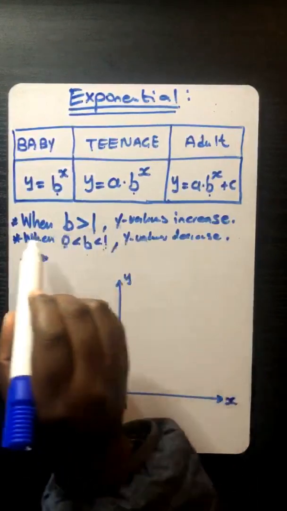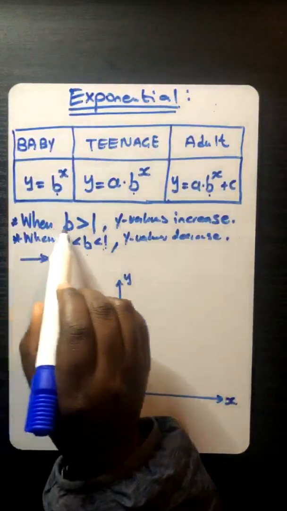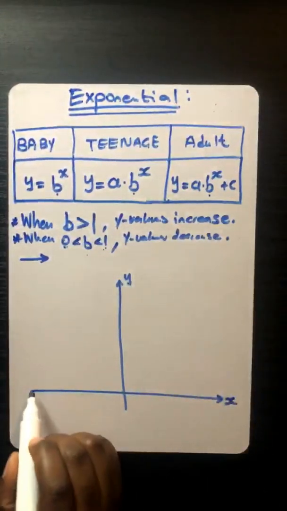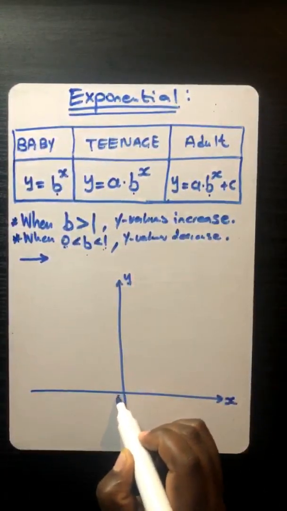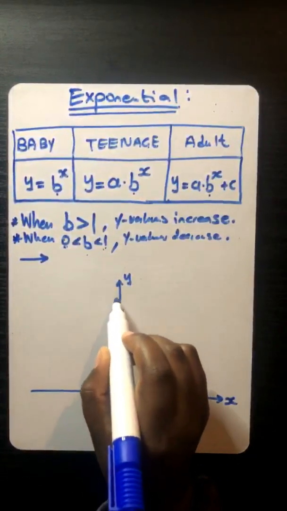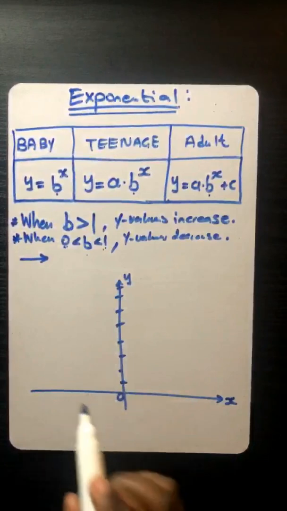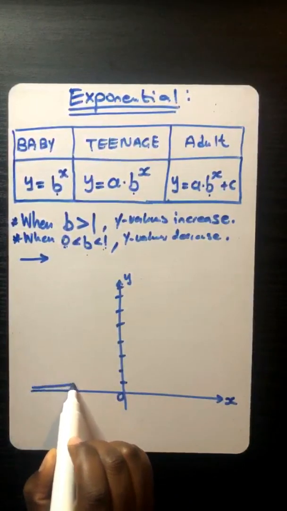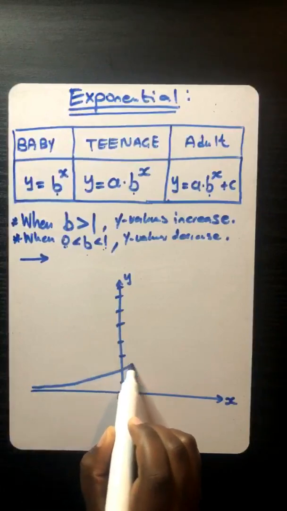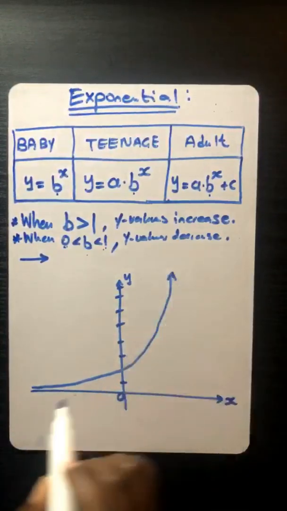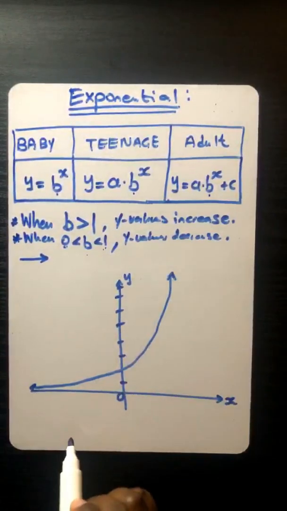So let's draw one where b is greater than 1, meaning the y values increase. It is this one. There it is 0, then we have maybe 1 or 2, 4, 6, 8, 10, 12, whatever. So now, can you guys see that as I do this, the y value is increasing? Very, very important over there.